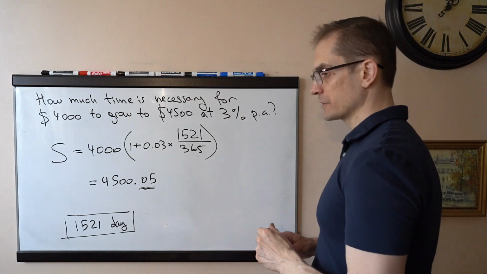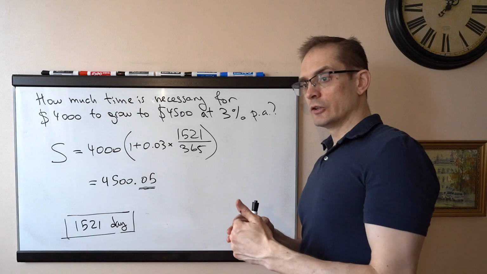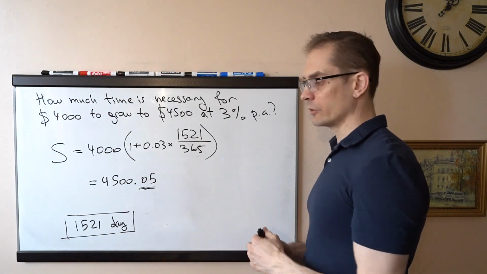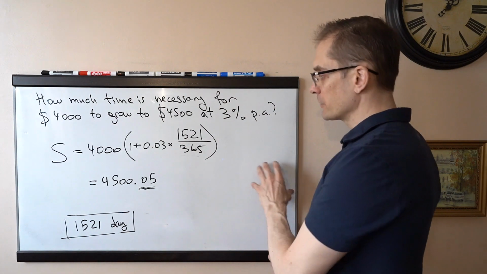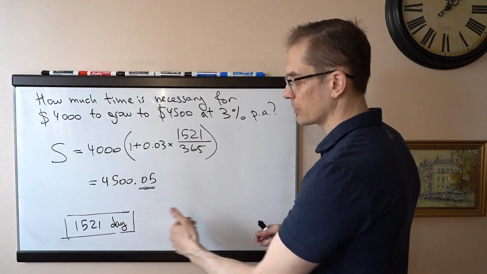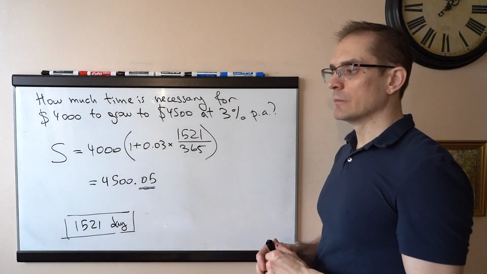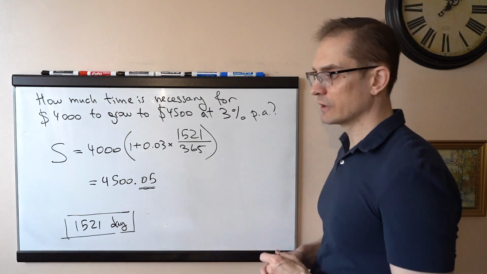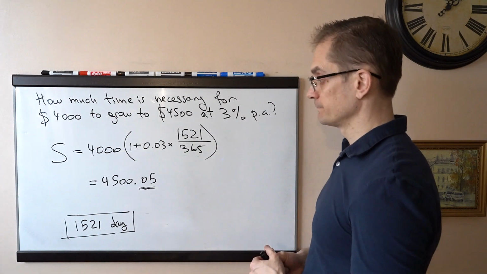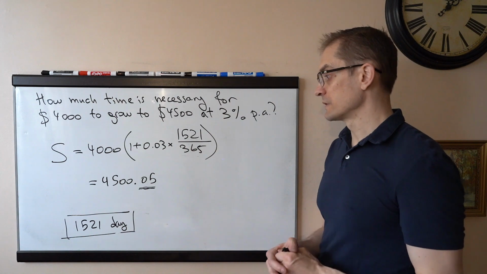So for the purposes of your financial mathematics class, when you find time, you always need to round up to the next whole period, in this case, next whole day. Now, we found this number of years and then we multiplied by 365 to get the number of days. But if the question was how many months, you would multiply by 12 and then you would round up to the next whole month. Okay, so that's it for this problem.